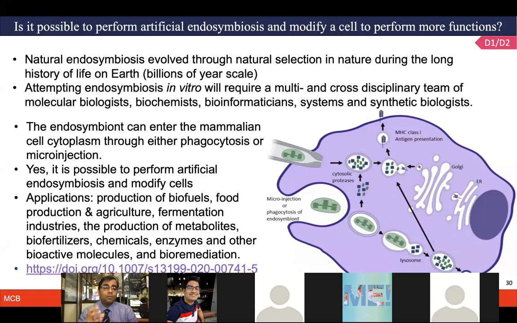So a biologist, a chemist, a bioinformatician, a systems biologist, a synthetic biologist, many people's involvement, actually a team, is required to think along those lines. But I think you are thinking in the right direction. There are other people also who have started exploring these possibilities, at least thinking about how to do artificial endosymbiosis and modify the cells, right?